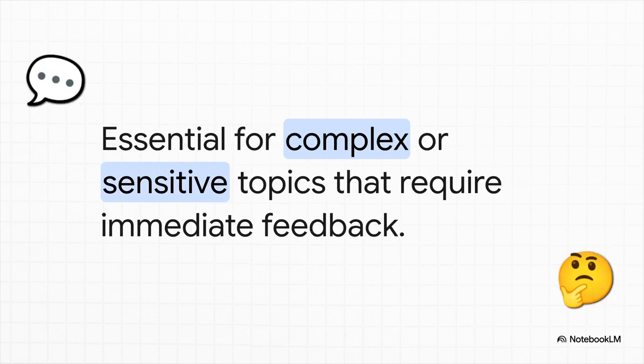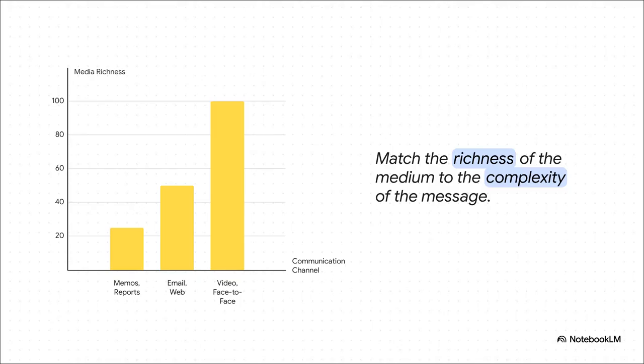Then, on the complete opposite end of that spectrum, you have rich media. Now, the absolute richest, gold standard example is a face-to-face conversation, with a video call being a very, very close second. These channels are essential when you're dealing with tricky, sensitive, or complex topics, because they transmit all those extra layers of meaning, your tone of voice, facial expressions, body language, and they let you get feedback right away to clear things up. And this chart here just lays it all out so clearly.